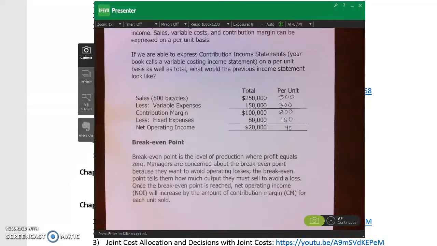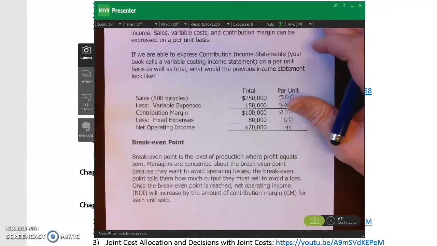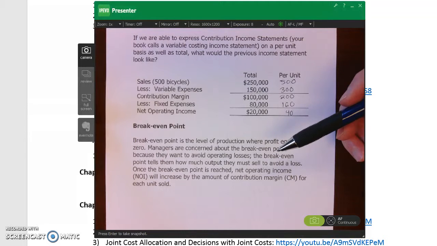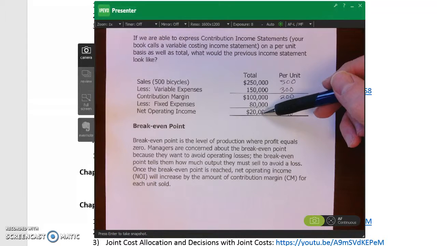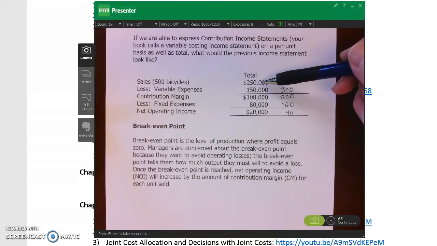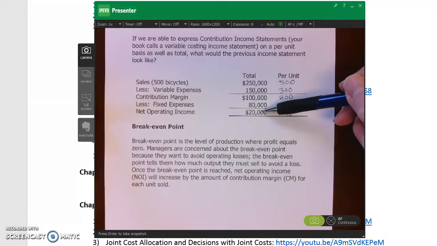Now, I'm going to talk about break even here, and we're going to talk about this again in a subsequent lecture video for Chapter 4, but I'm just going to go ahead and introduce the concept. So we say break even is the level of production where our profit equals 0. So this number, profit, net operating income, will be 0. Okay? So basically, how many units do we have to sell, or how much do we have to have in sales dollars in order to have net operating income be 0?